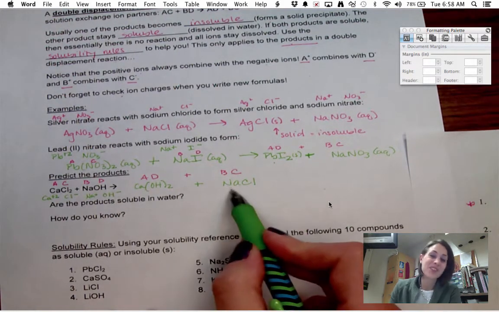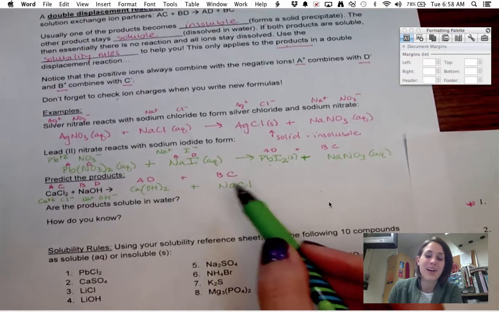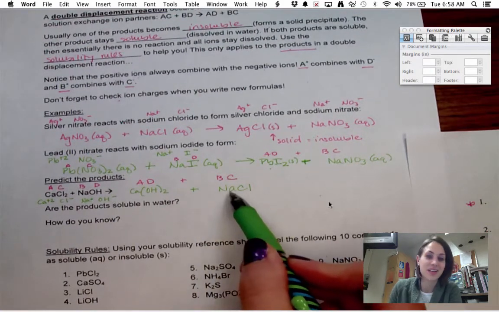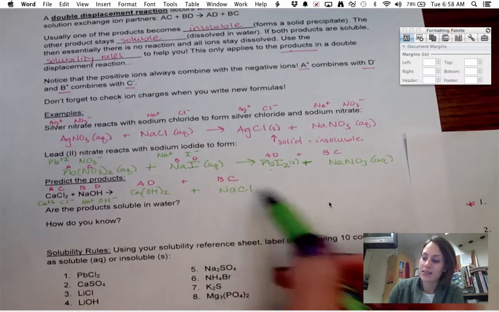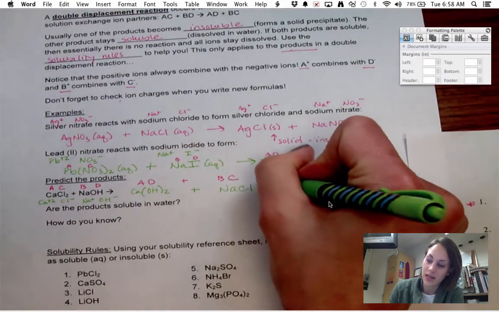Okay, I see something with sodium show up again. You're going to see this one pop up a lot, and so you should just start recognizing that anything with sodium is going to be dissolved in water. So NaCl, that's going to be aqueous.